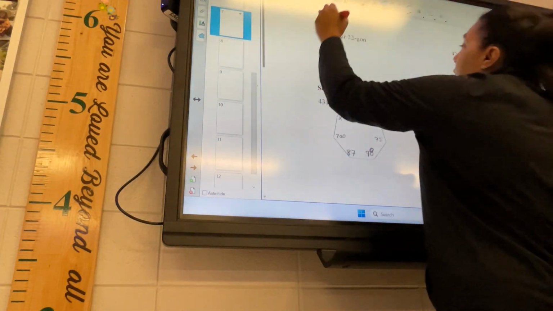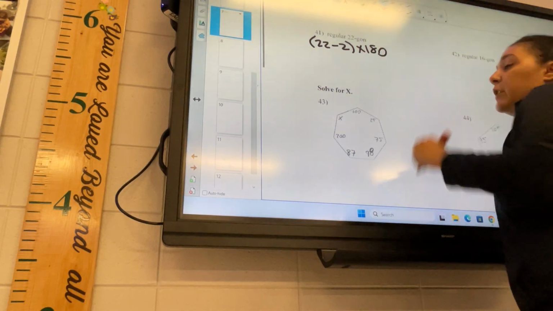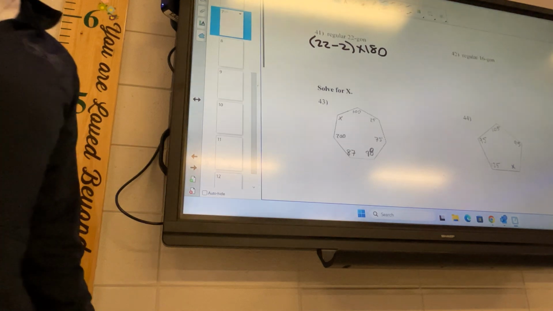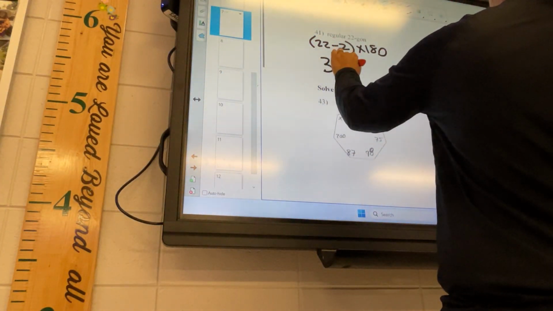Same formula we used before, so it's going to look like 22 minus 2 times 180. What is that? 300?